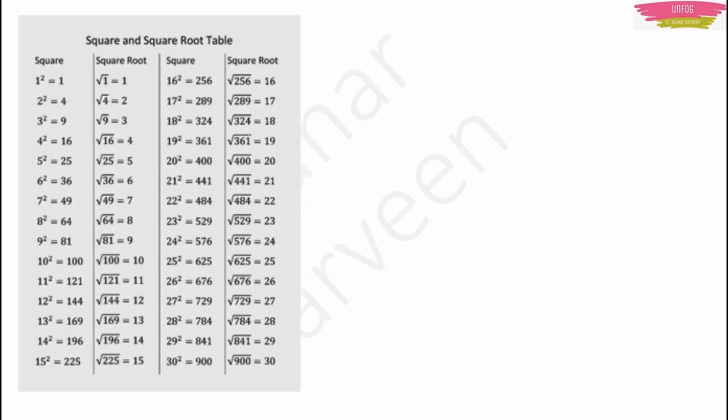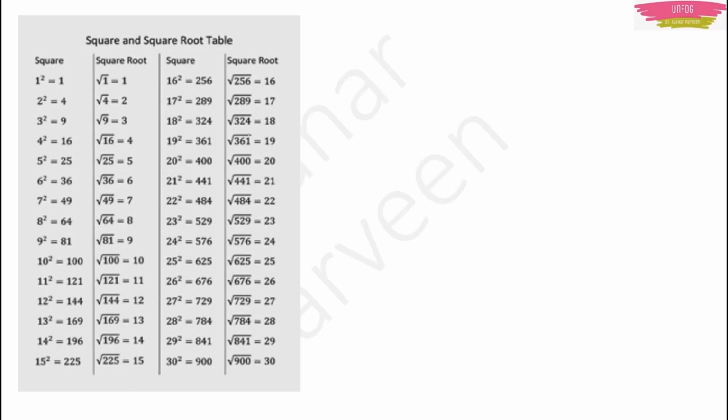Now let's talk about the square and square root table. Squares mean how many times you multiply? 2 times, right? You multiply 1 2 times, it will be 1. You multiply 2 2 times, it will be 4. You multiply 3 2 times, it will be 9. You multiply 13 2 times, it will be 169. You multiply 15 2 times, it will be 225. You multiply 25 2 times, 25 into 25, it will be 625.